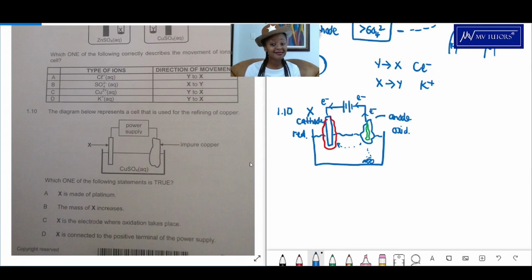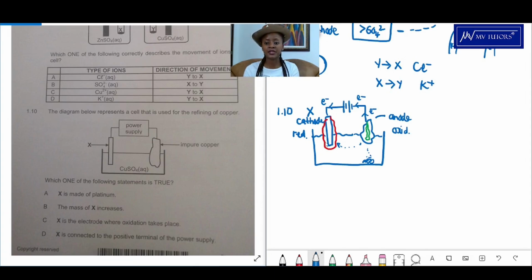Is it? I don't think so. The mass of X increases. Yes, it definitely does. X is the electrode where oxidation takes place. No, that's where reduction takes place. X is connected to the positive terminal.